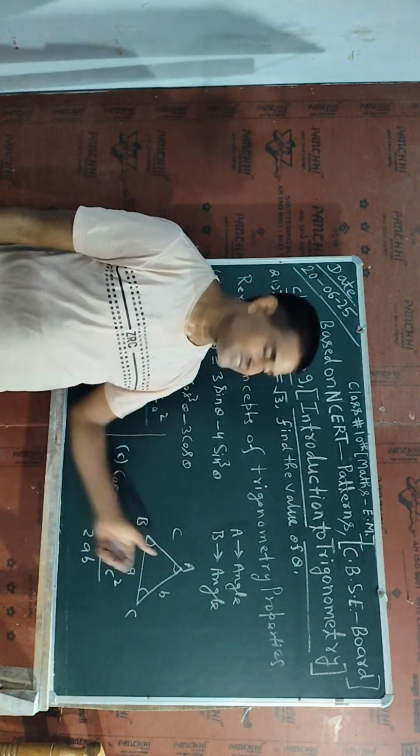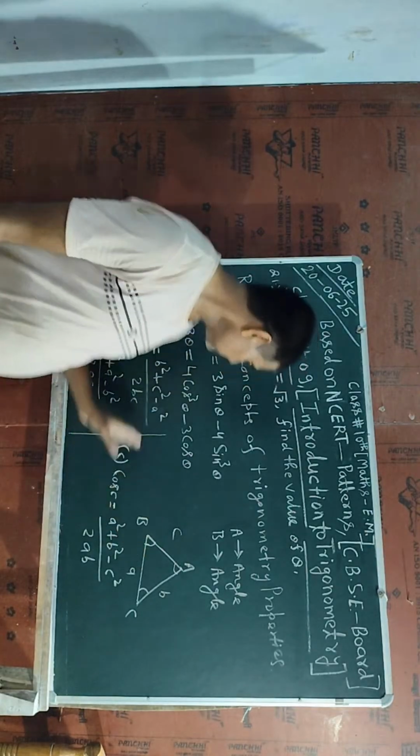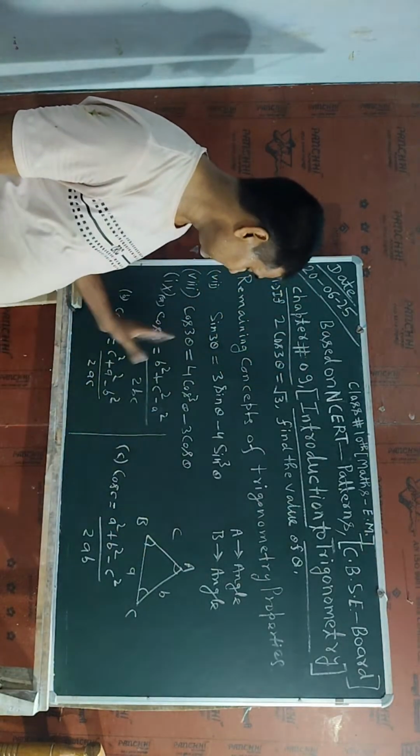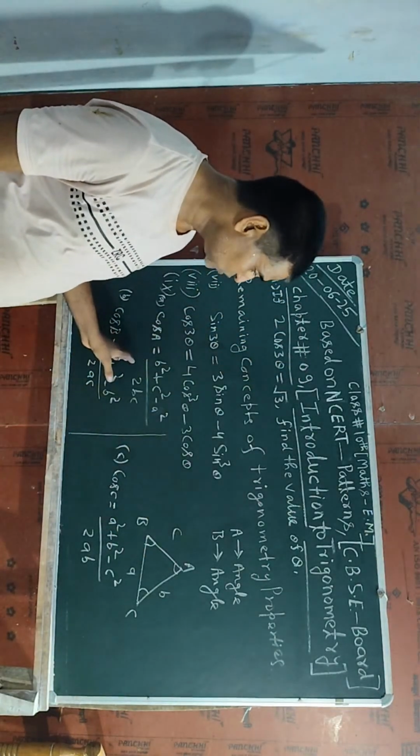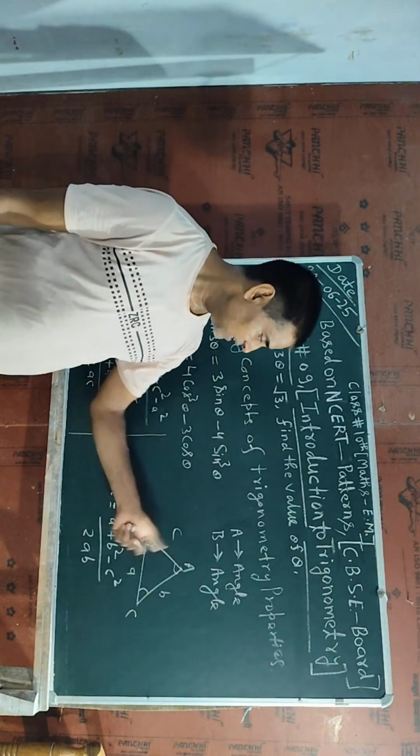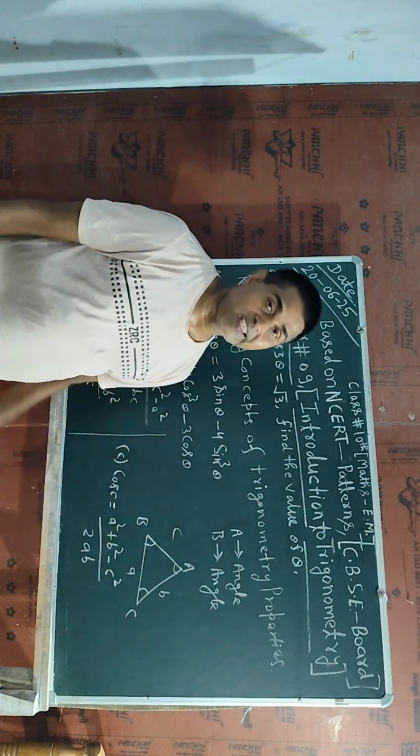A triangle which has three sides, so by using this identity, we get angle A, angle B, and also angle C.